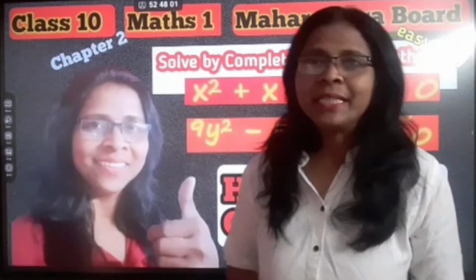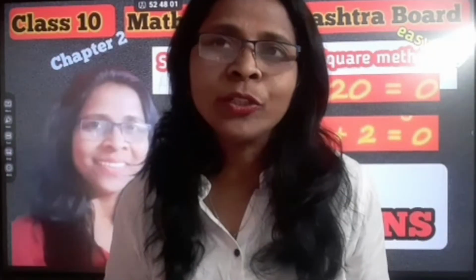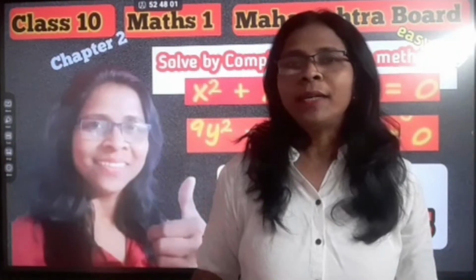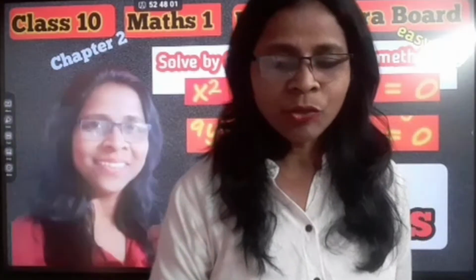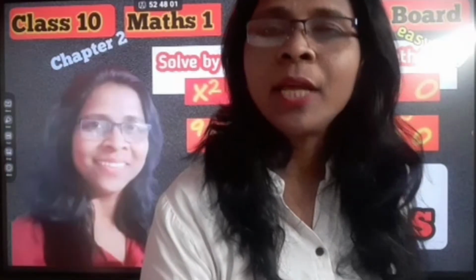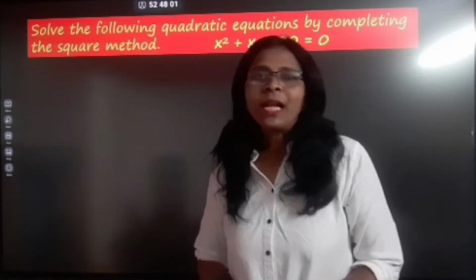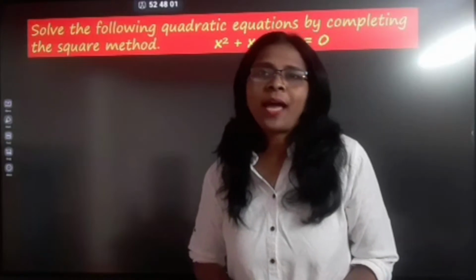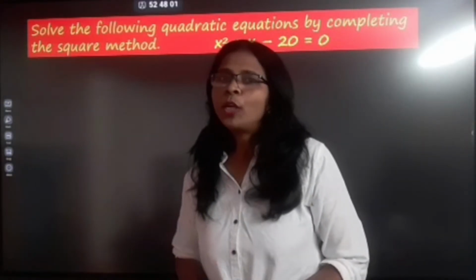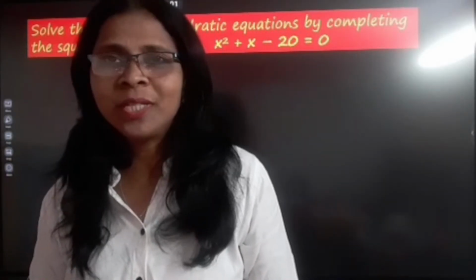So students, let us see the first question. These are very important questions. The first question is from the chapter Quadratic Equation, chapter 2, from Maths 1, and the method is that we have to solve the quadratic equation by the completing square method.